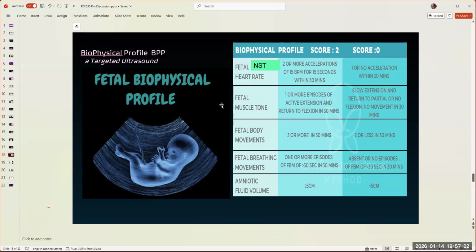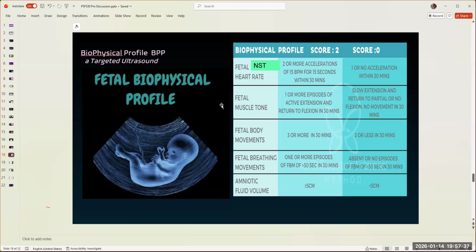So we would want 10 out of 10 points. If we were able to see all these and it was a good non-stress test, we know our baby is thriving, doing well. But if we have a baby that's not growing and it's at a very low percentile, and we're not seeing a whole lot of practice breathing, or maybe the amniotic fluid volume is very low, then that baby's not thriving and could die. It's compromised.